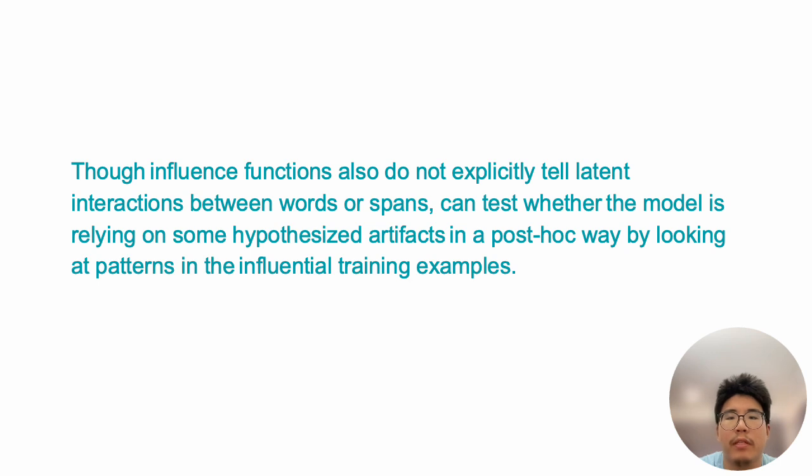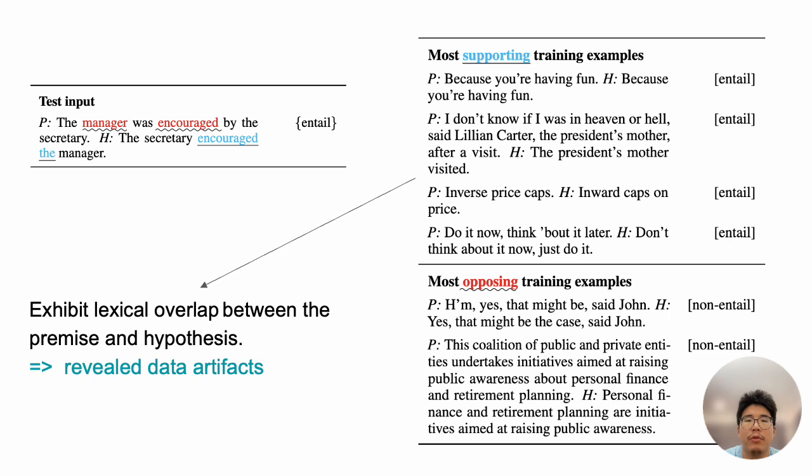Influence functions also do not explicitly tell the latent interaction between words or spans, but they can test whether the model is relying on some hypothesized artifacts in a post-hoc way by looking at the patterns in the influential training examples. Although the most influential examples, both supporting and opposing, shown on the right-hand side are similarly far from the test input, they all exhibit lexical overlap between the premise and the hypothesis sentence. Some of the influential training examples, for example the first supporting example and the second opposing example, capture a reverse ordering of the spans in the premise and the hypothesis, which is also shown in the test input.